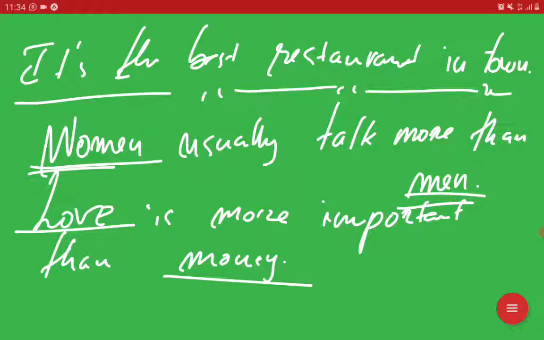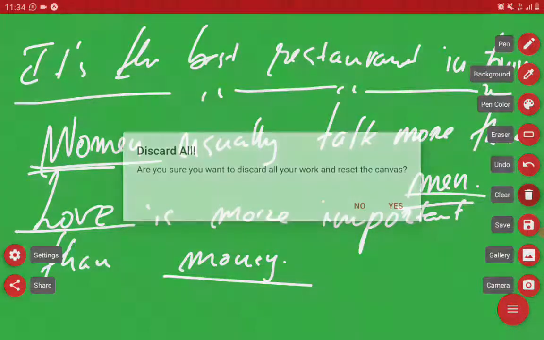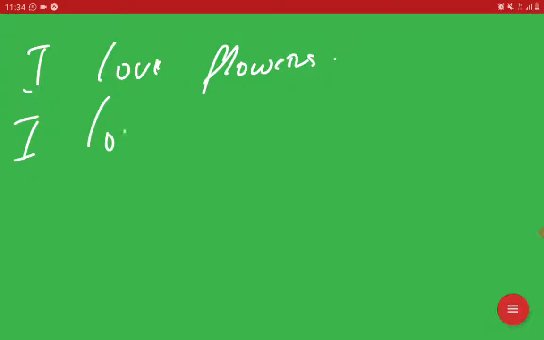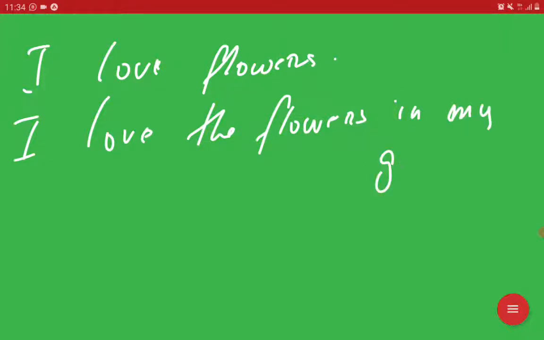Let me just give the last example about this aspect here. Let me clean the board and clear it. Okay, I love flowers. Let's pay close attention here. I love flowers. And I love the flowers in my garden. What is the difference between these two sentences? I love flowers, I'm talking about flowers in general. But if I say I love the flowers in my garden, I'm talking about specific flowers.